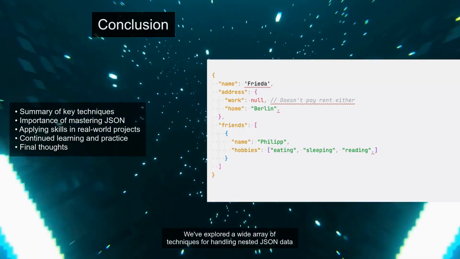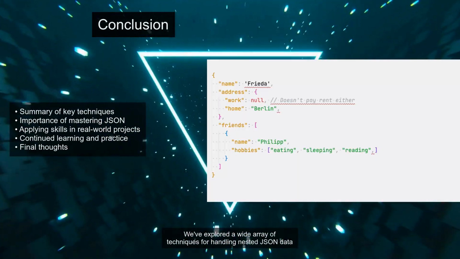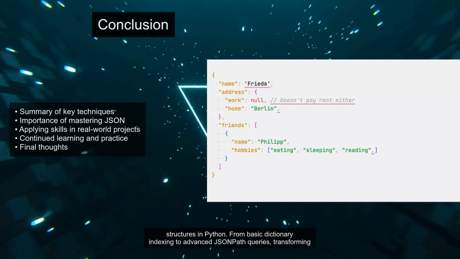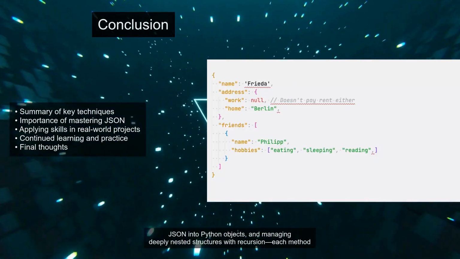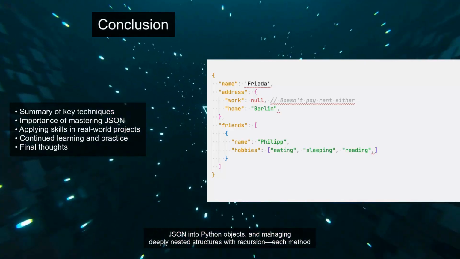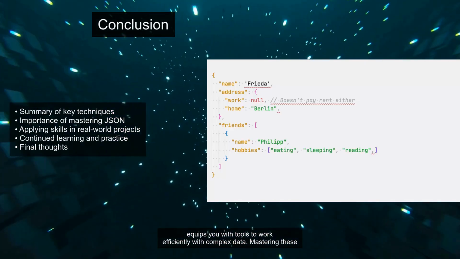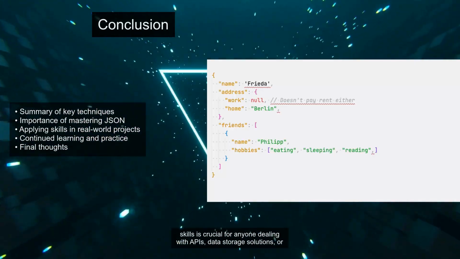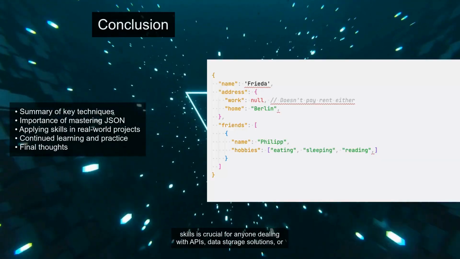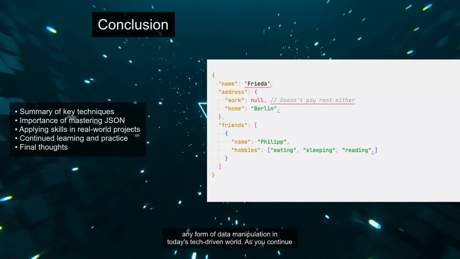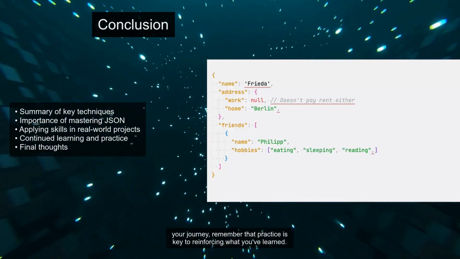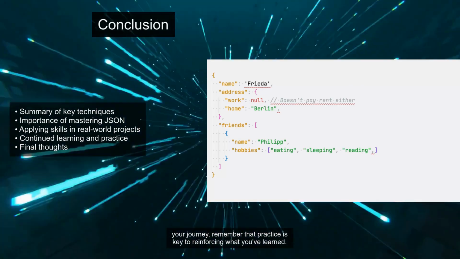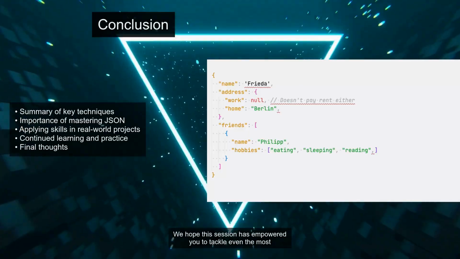We've explored a wide array of techniques for handling nested JSON data structures in Python. From basic dictionary indexing to advanced JSON path queries, transforming JSON into Python objects, and managing deeply nested structures with recursion, each method equips you with tools to work efficiently with complex data. Mastering these skills is crucial for anyone dealing with APIs, data storage solutions, or any form of data manipulation in today's tech-driven world. As you continue your journey, remember that practice is key to reinforcing what you've learned.